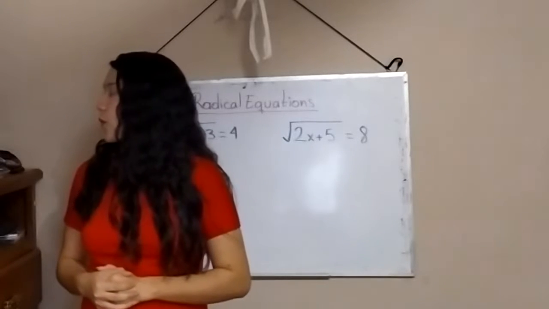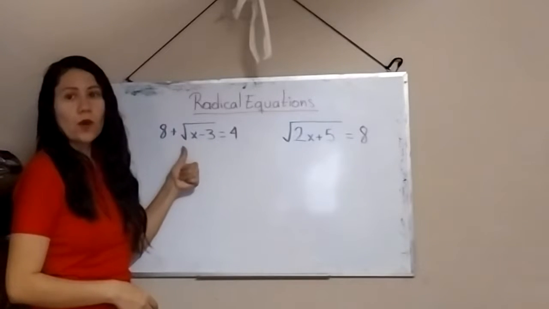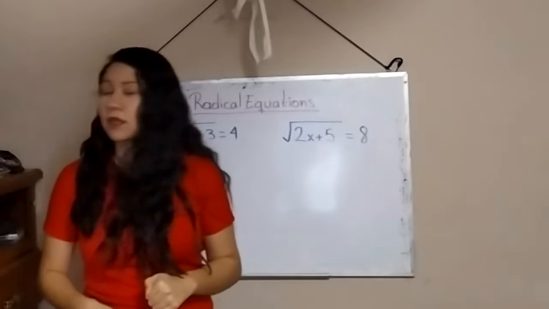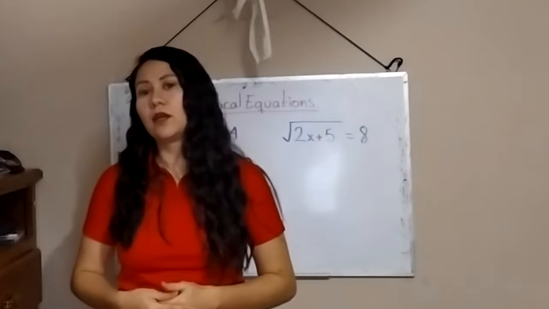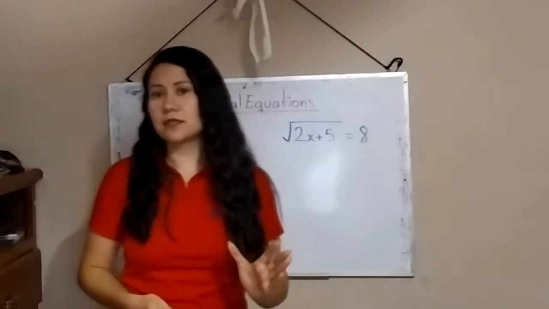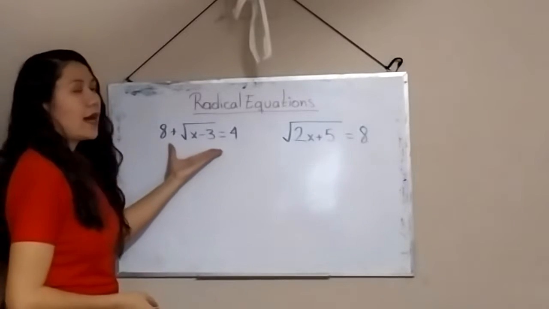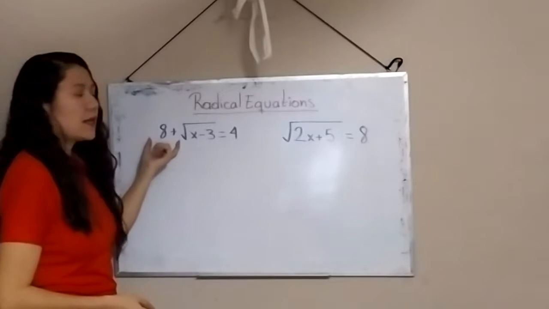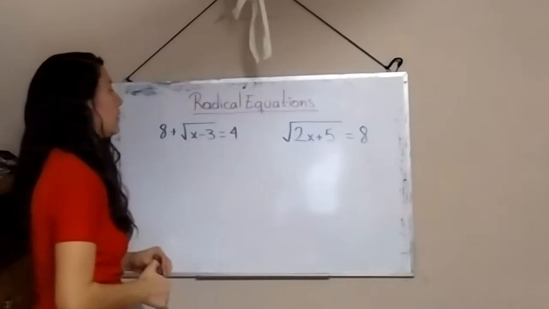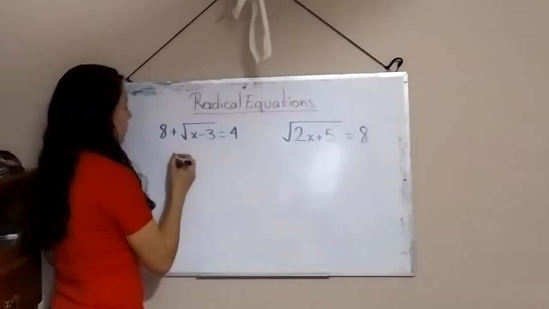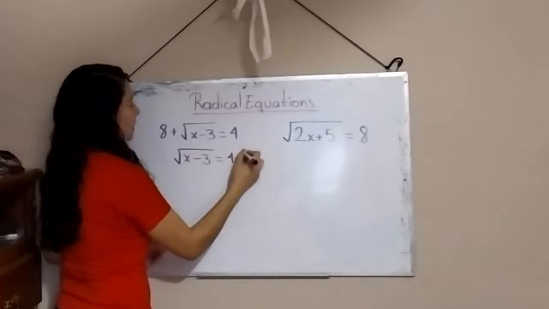Now, a radical equation is an equation that contains at least one radical. What are the steps to solving these radical equations? Well, we need to first isolate the part that has the radical. How do we isolate this radical that is adding an 8? By subtracting an 8. We would have the square root of x minus 3 equals 4 minus 8.